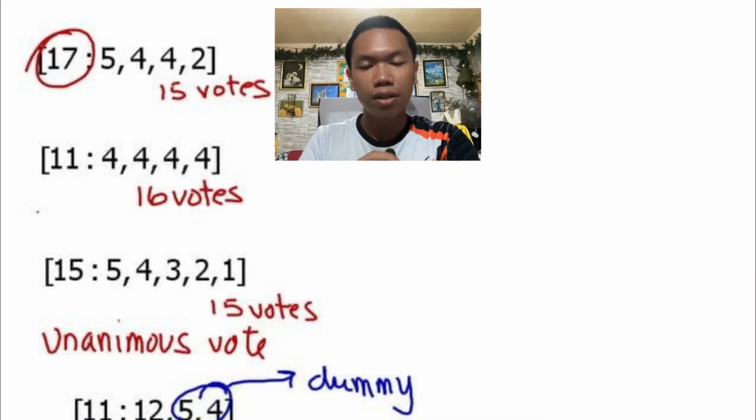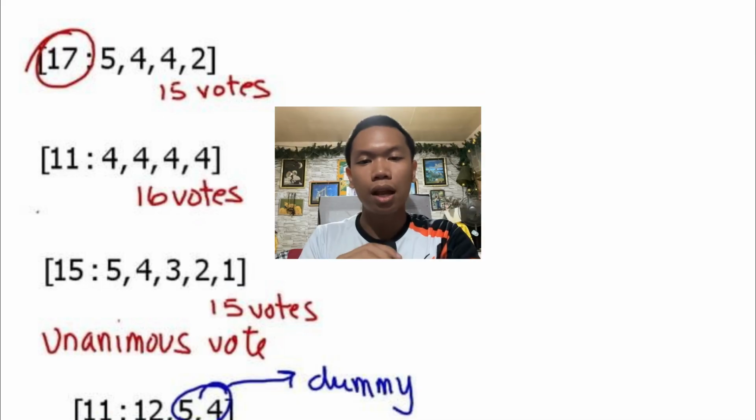Another is 17, 5, 4, 4, 2. 5 plus 4 is 9, plus 4, plus 2 is 15. The total votes are 15, and since the quota is 17, which is greater than the total number of votes, no coalition can ever win.